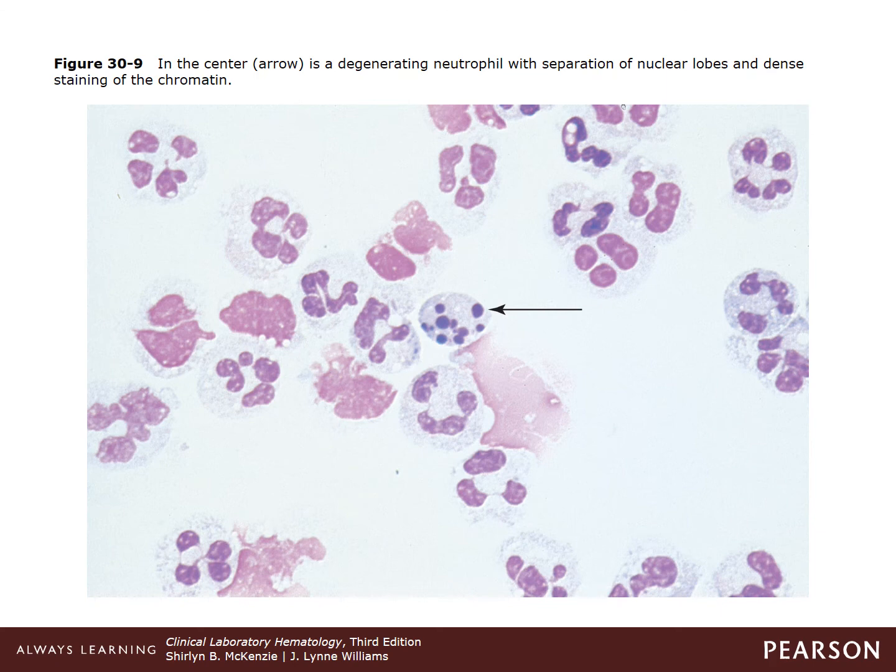Now here the arrow is pointing to a degenerated neutrophil. So first, as they become degraded, they start to windmill around the edge and the lobes start to separate, and then each of those lobes will start to condense and become little balls. This is a necrotic neutrophil in the middle.